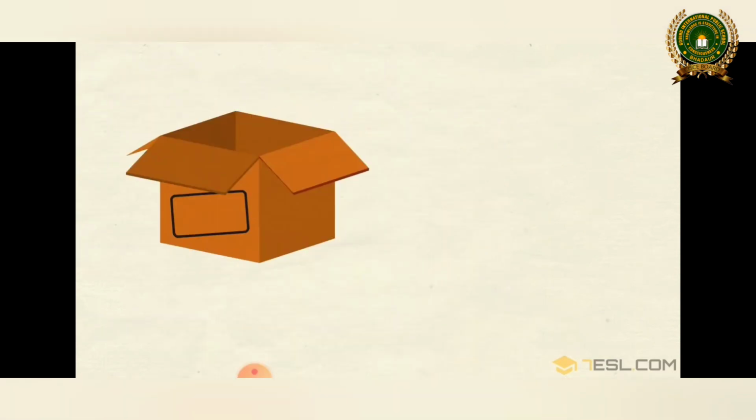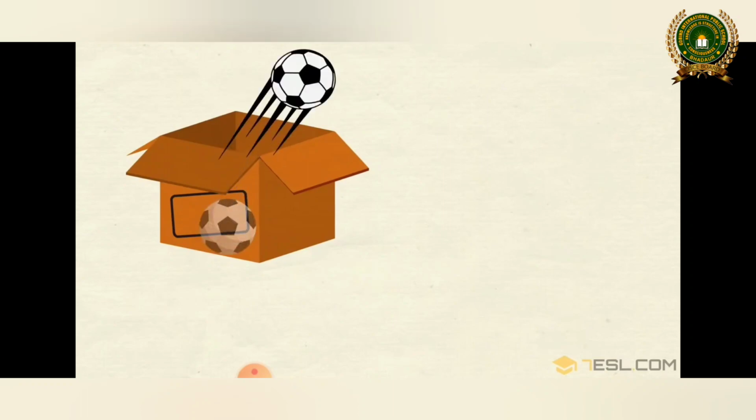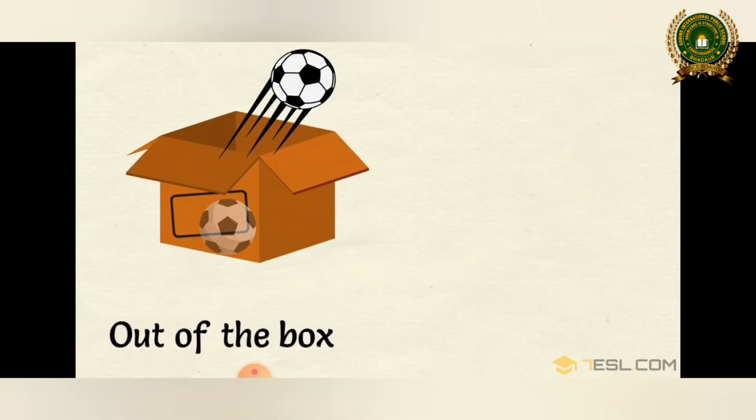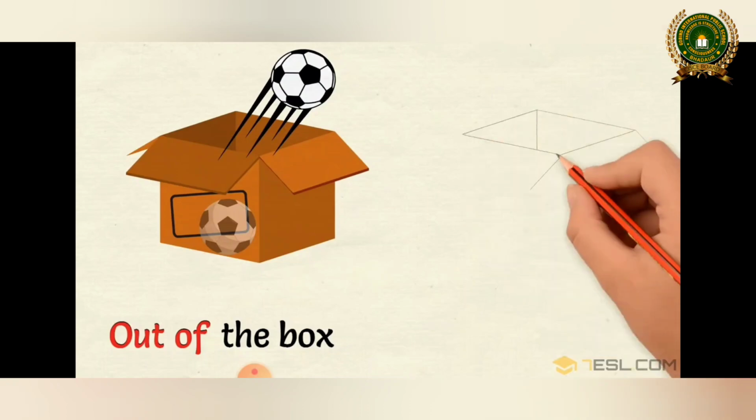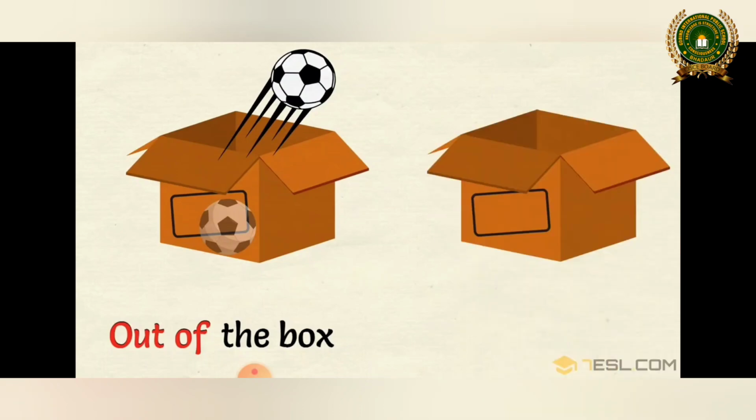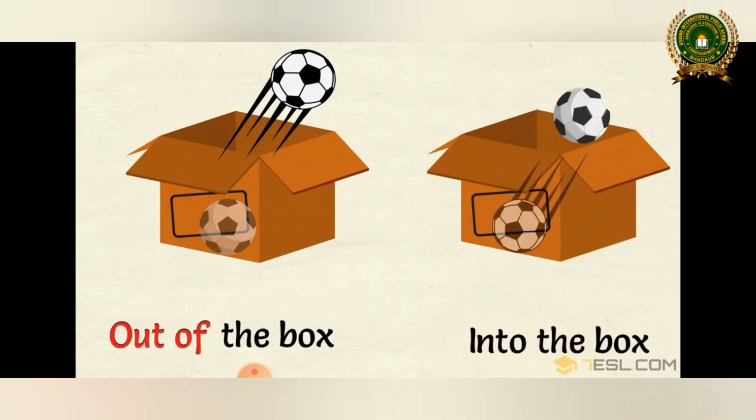Here the box is given, the ball is kept inside. When it comes out, we will say out of the box. When there is motion from inside to outside, we will use out of. When motion is from outside to inside, there we will use into the box.